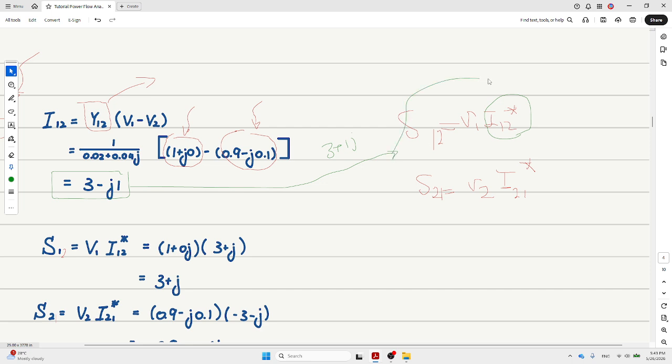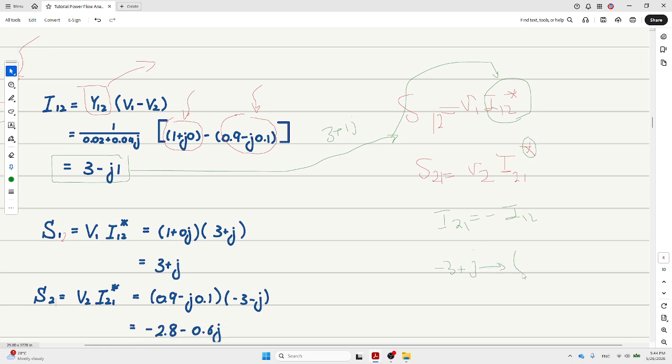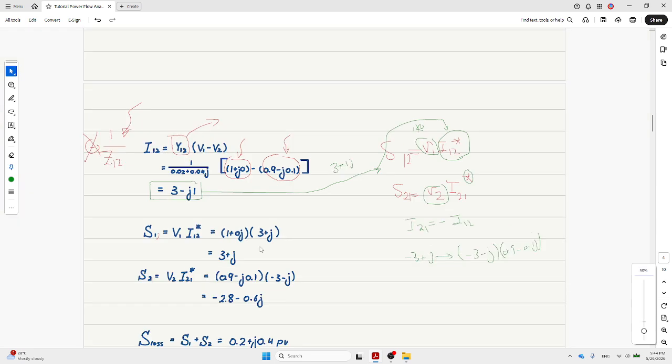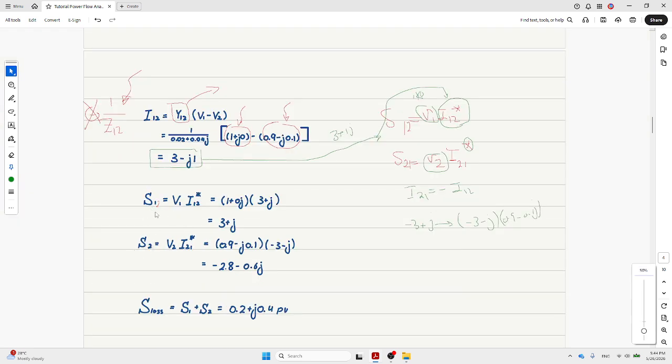And here is I21. I21 is equal to minus I12, okay? So minus I12 becomes minus 3 plus j. Then we need the conjugate of that one, so it becomes minus 3 minus j, times V2, since V2 is 0.9 minus 0.1j. And this one is times V1, which is 1 with the angle of 0, which is only 1. Then you can see S12 and S21 are calculated.